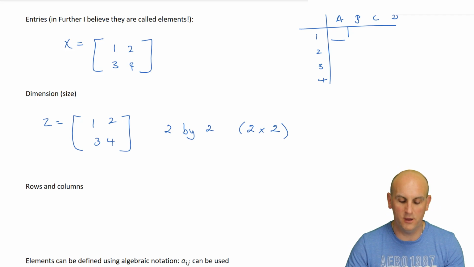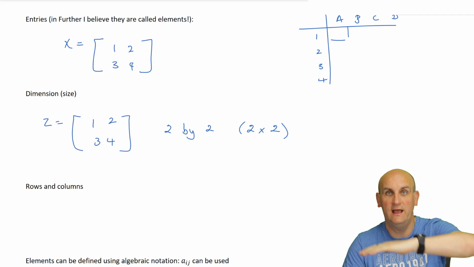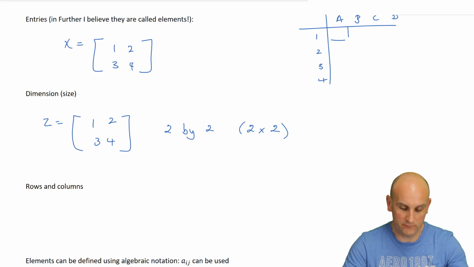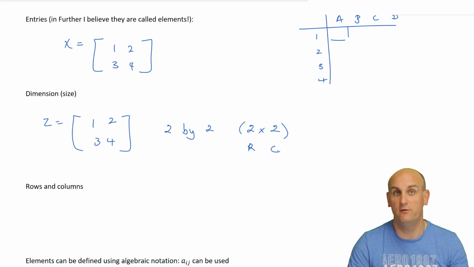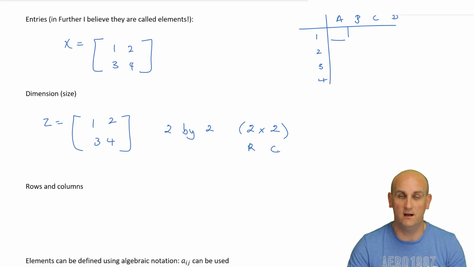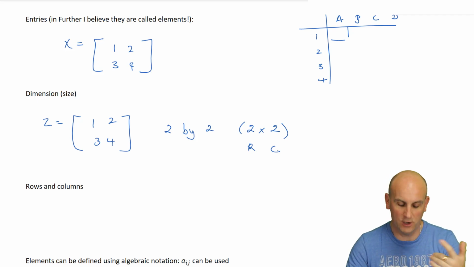But what on earth does it mean by 2 by 2? We reference dimensions as rows and then columns. So the first one is always the row and the second one is always the column. And the way I remember this is that when I wake up in the morning, I'm fairly RC. Yeah, no. So rows followed by columns.